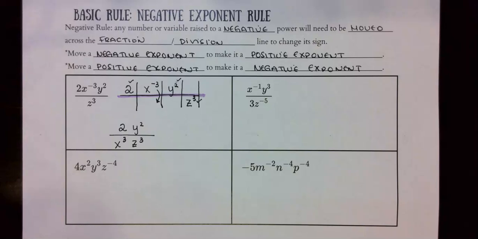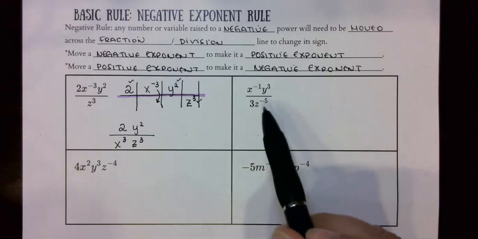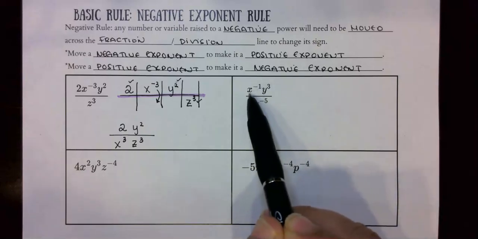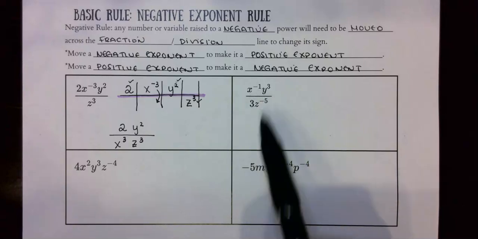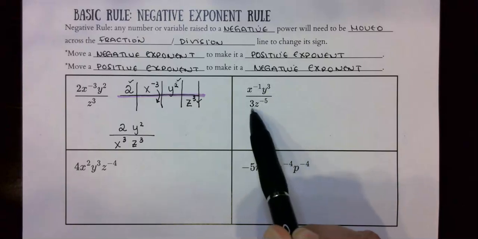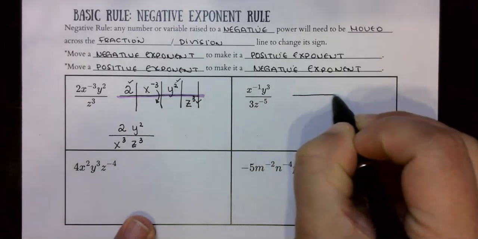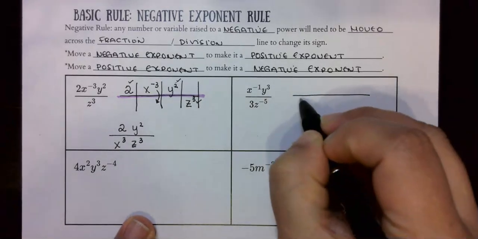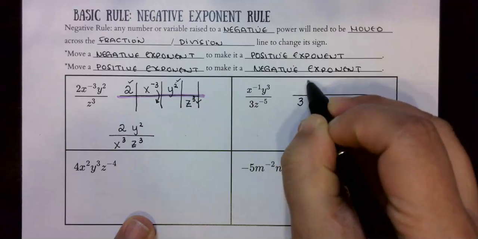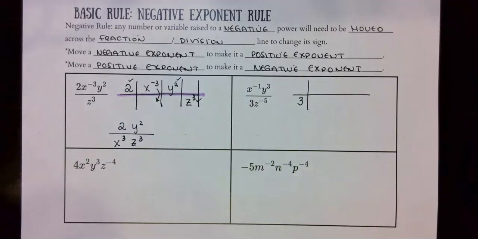All right, let's look at another problem. So if you look at the one right next to it, you're going to notice that we have some x's, some y's, and z's. We have some negative exponents, but we also have this coefficient 3. So the first step is to separate everything. So I'm going to put the 3 here. Notice it's still at the bottom, but I'm going to separate it away from everything else. If I had another coefficient, I would put it on the top.